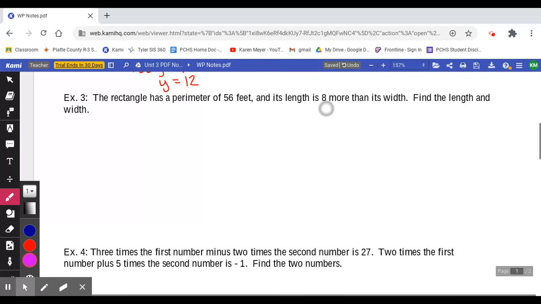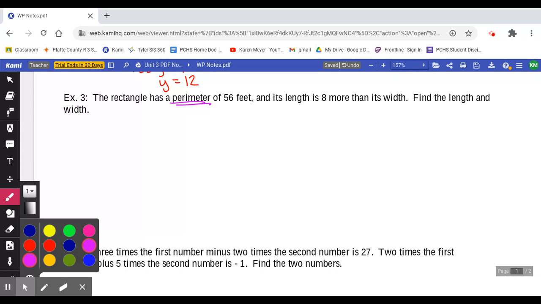Okay, the next one, we're going to talk about perimeter. And since we're talking about perimeter, we're talking about length and width. So I'm going to let x equal the length, and I'm going to let y equal the width. How do you find perimeter? Well, if you don't remember, let's write it down. Perimeter, you add all the sides. And does everybody remember the top and the bottom are the same, and the left and the right are the same? So my first equation is going to deal with just perimeter.